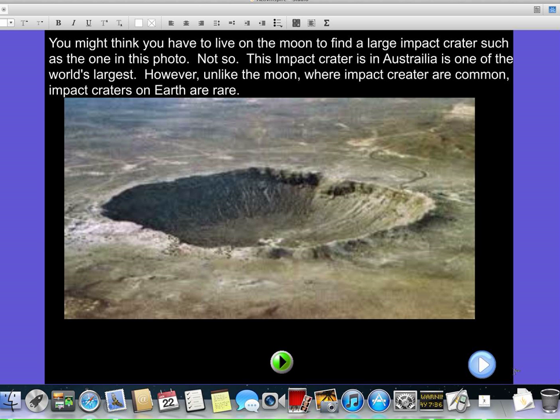Now, let's take a look at this crater. You might assume that it's on the moon, but it's really not. This picture is taken in Australia. An impact like this is pretty unusual on Earth. So, why is the moon more likely to encounter impact craters than the Earth? That answer needs to be put in your listening check journal.